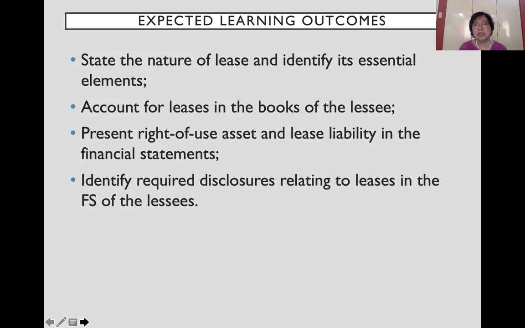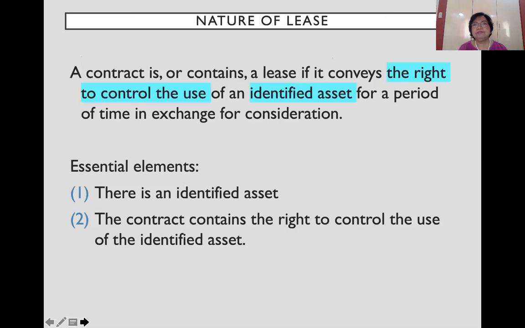So in this part 1, after viewing completely the video, you should be able to state the nature of lease and identify its essential elements, account for leases in the books of the lessee, so we will concentrate in the books of the lessee only, present the right of use asset and lease liability in the financial statements, and identify the required disclosures relating to leases in the financial statements of the lessees.